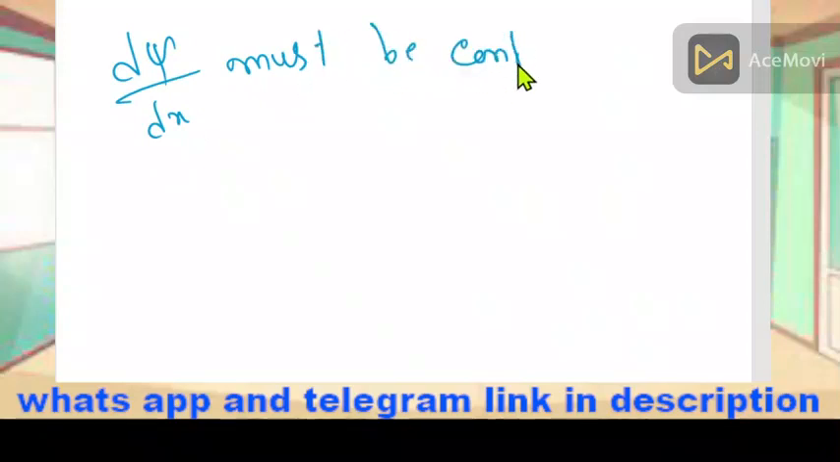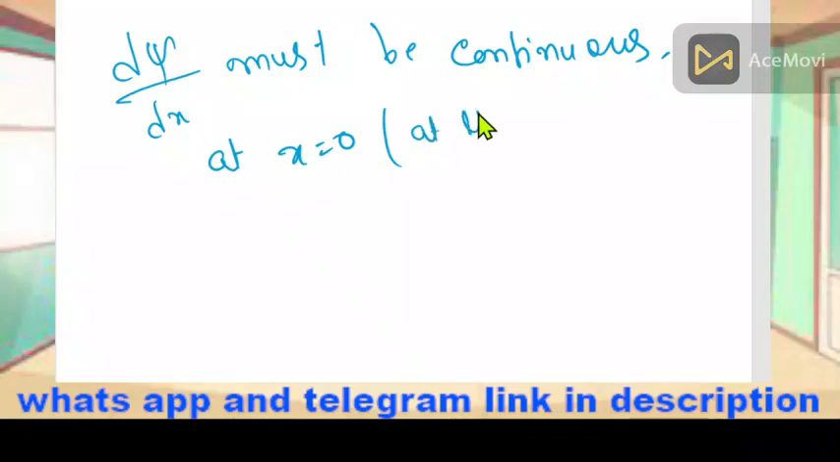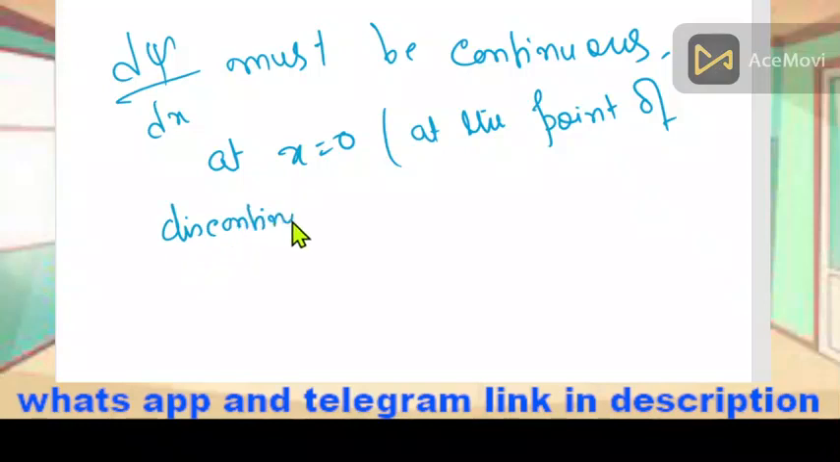Now let us come to the second condition. The second condition of a well-behaved wave function says that d psi by dx must be continuous at x equal to 0, the point of discontinuity. You must have studied the concept of continuity and differentiability in differential calculus, and that is the simple principle we are going to use at the point of discontinuity.